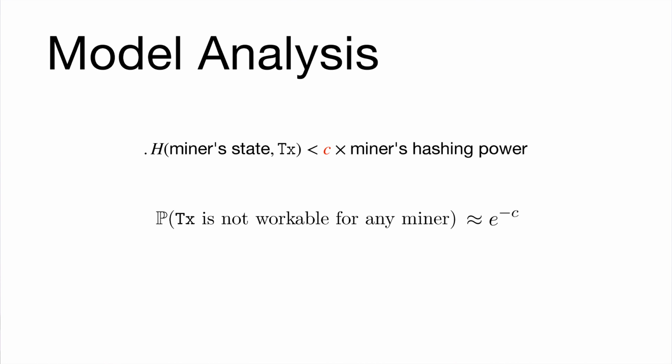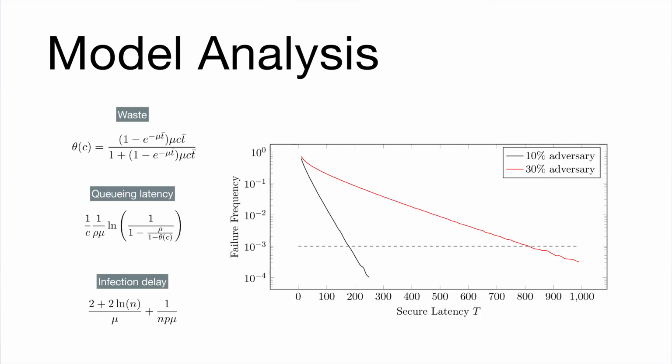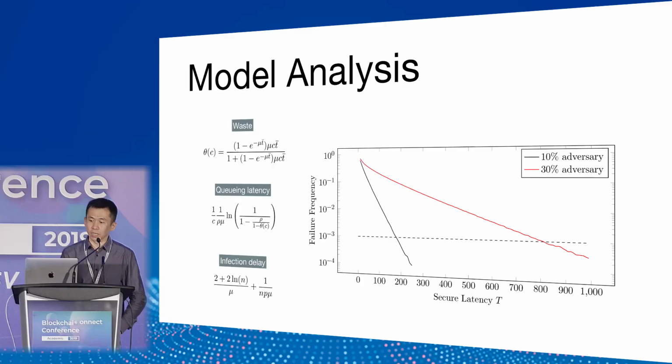By a very simple calculation, you can conclude that a transaction is not workable for any miner in the system with probability e to the minus c. So if you choose c too small, the transaction has to wait in the mempool for a long time to be qualified to be processed by a miner. Okay, so we have some analytical results. Together with the network condition, with the broadcast delay function, that will lead to the percentage of waste, and the queuing latency, infection latency, and the secure latency.